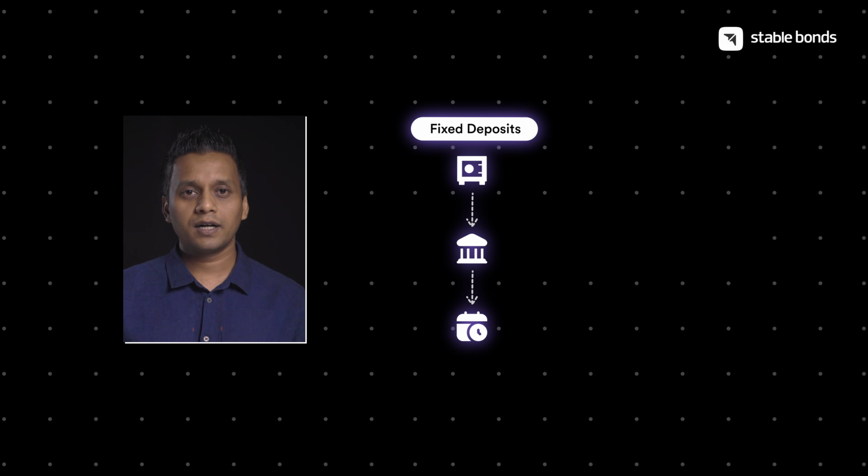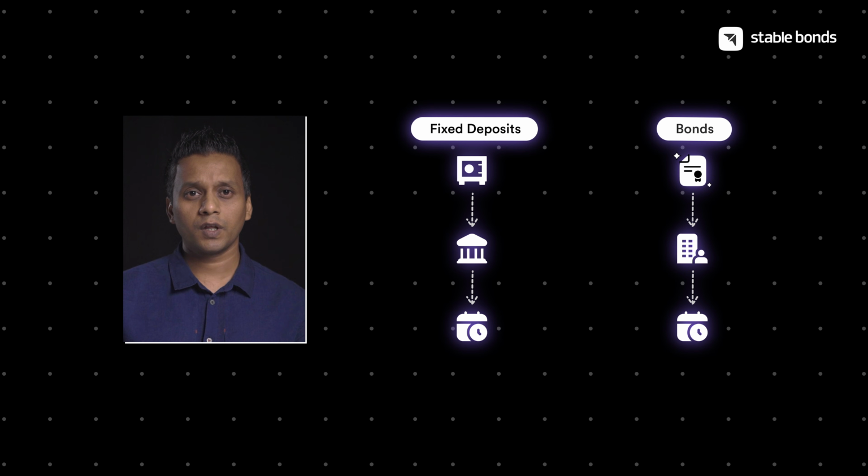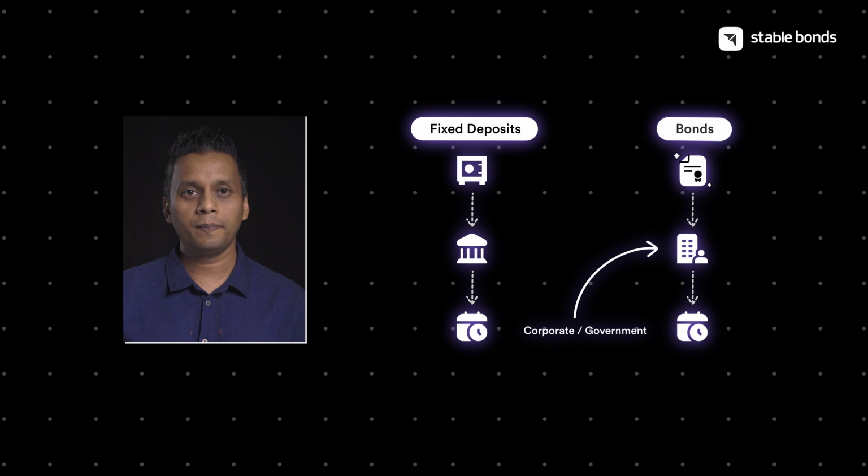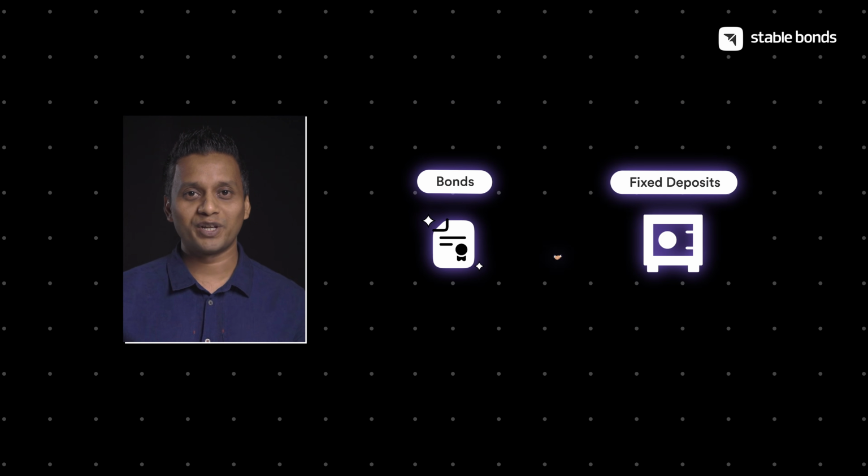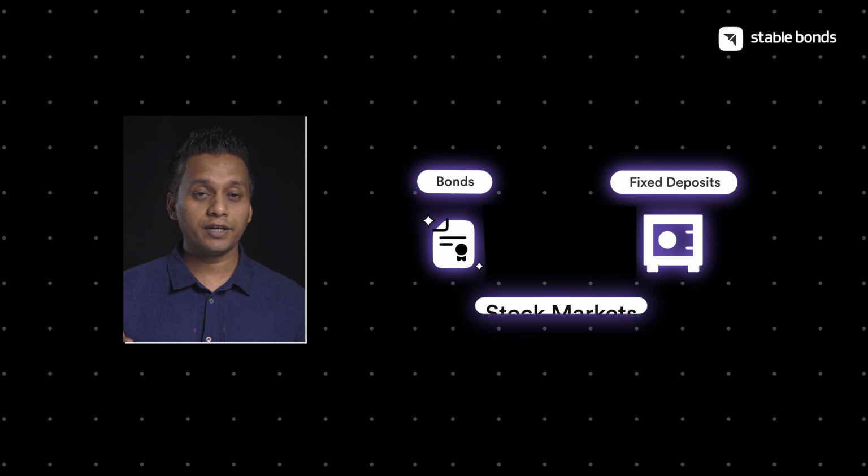Think of a bond like a deposit you make with a company or the government, and in return, it promises to give you fixed interest, it could be monthly or quarterly, and also pay you the original amount, which was the principal deposit, at the end of maturity. In fact, both FDs and bonds are called fixed income instruments, which means that they will not be related to the stock markets whatsoever.